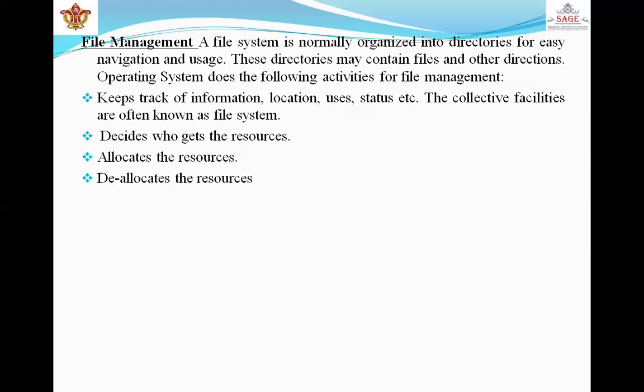Next is file management. Files are normally organized into directories for easy navigation and usage. These directories may contain files and other directories. The operating system performs the following activities for file management: keep track of information, location, usage, and status. The collective facilities are often known as the file system. It decides who gets the resources, allocates the resources, and deallocates the resources.